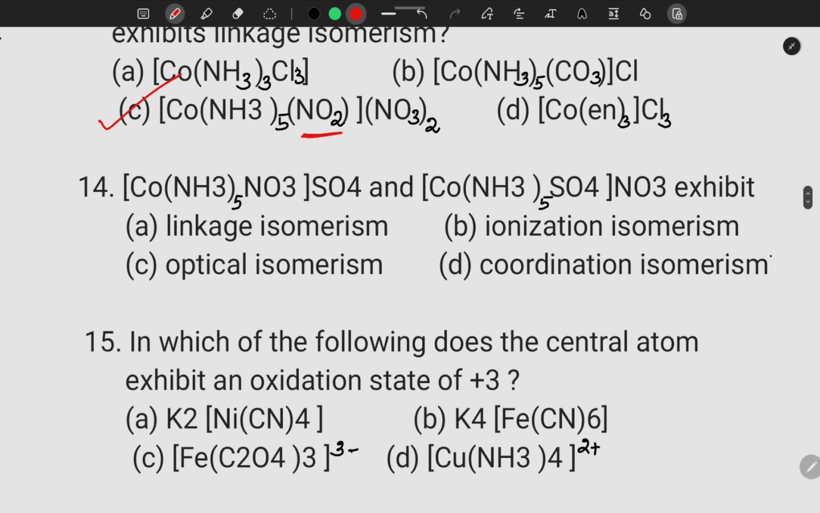[Co(NH3)5NO3]SO4. Here we can see two negative ligands, and in the second case nitrate is outside the square bracket. In the first case NO3 is inside the square bracket. So this type of complexes will show ionization isomerism.